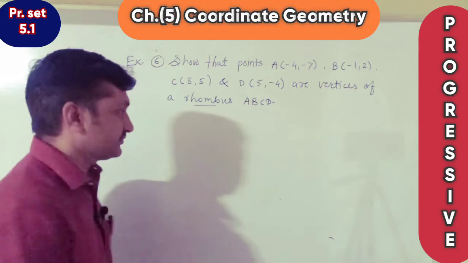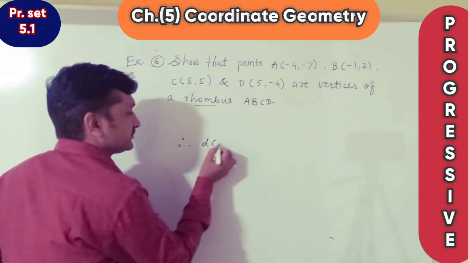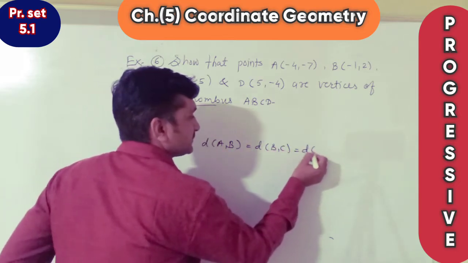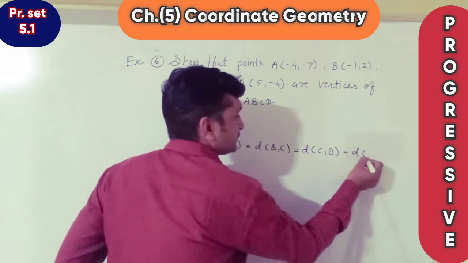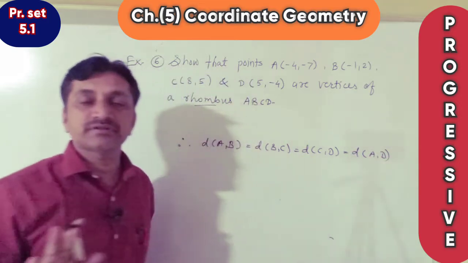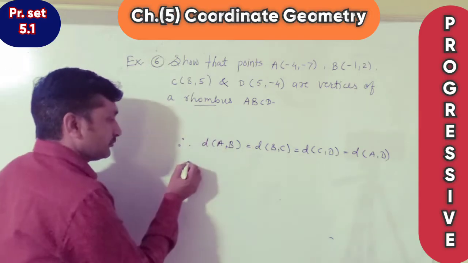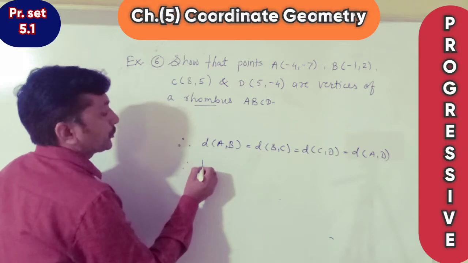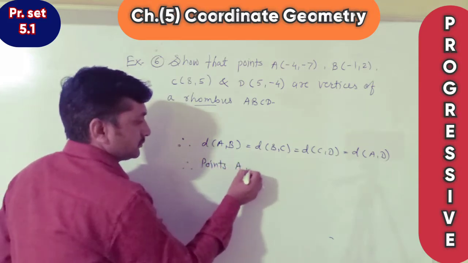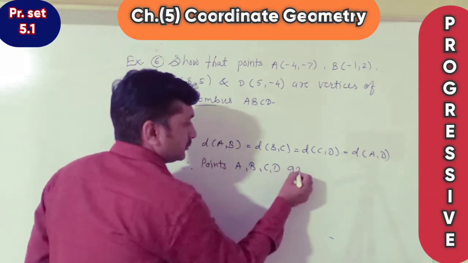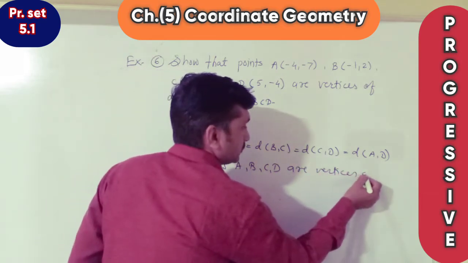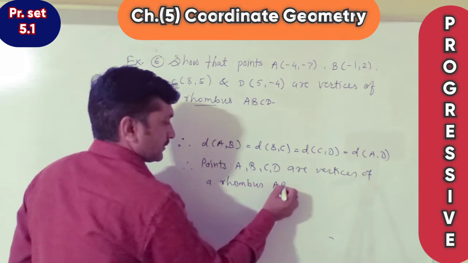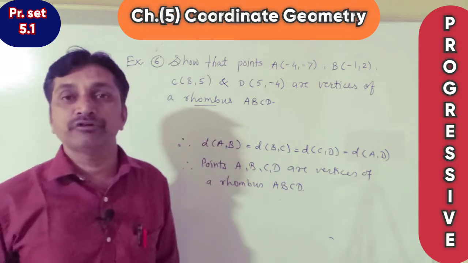If you observe all four distances, we can write distance AB is equal to distance BC is equal to distance CD is equal to distance AD. All four distances are equal, and if all four distances are equal, therefore we can say now points ABCD are vertices of a rhombus ABCD. In this way we proved it.